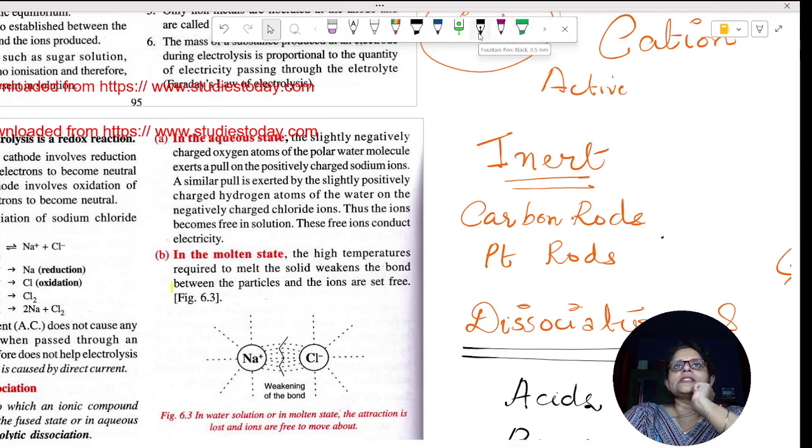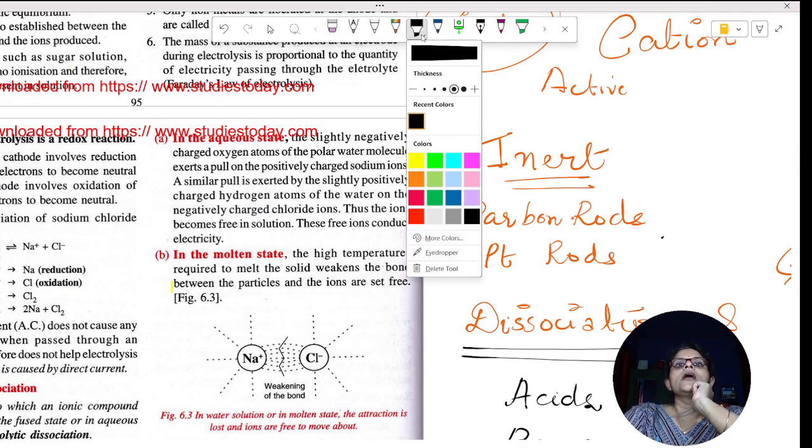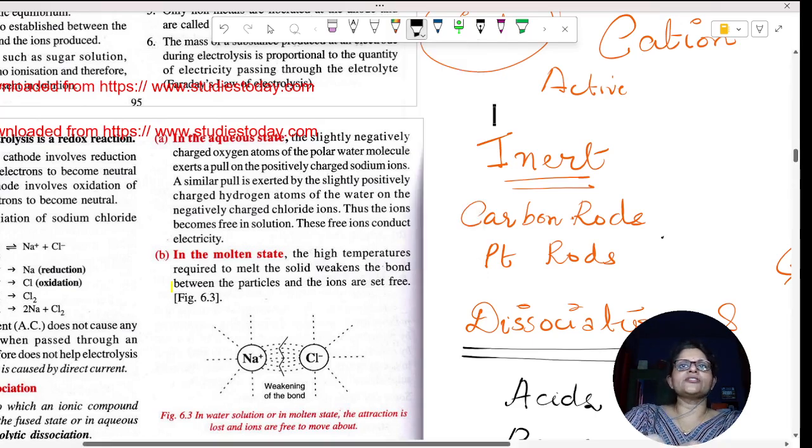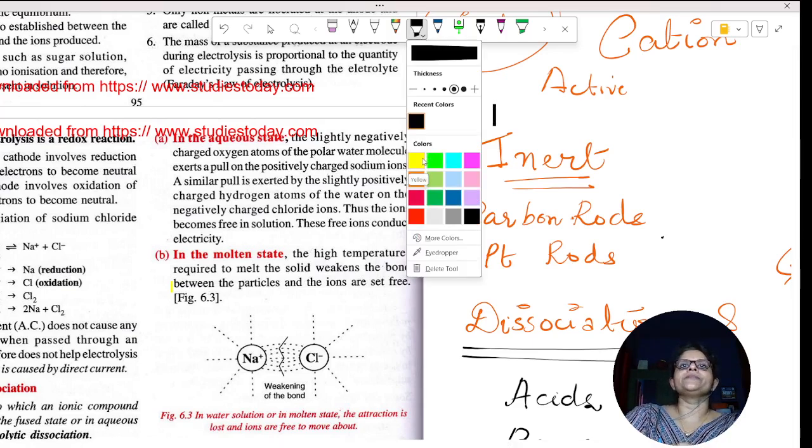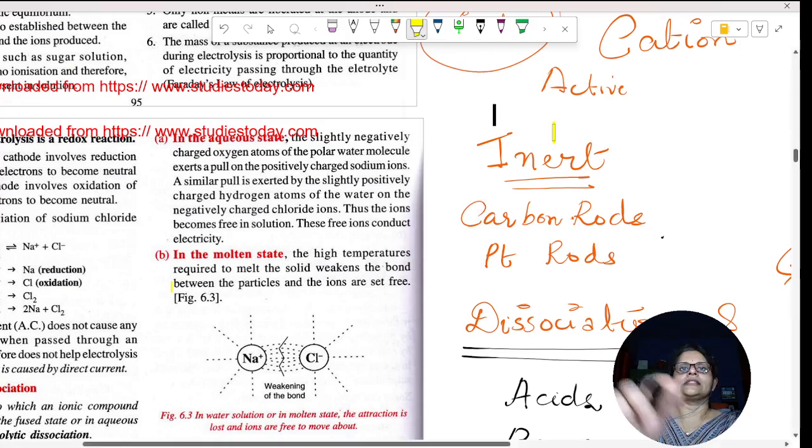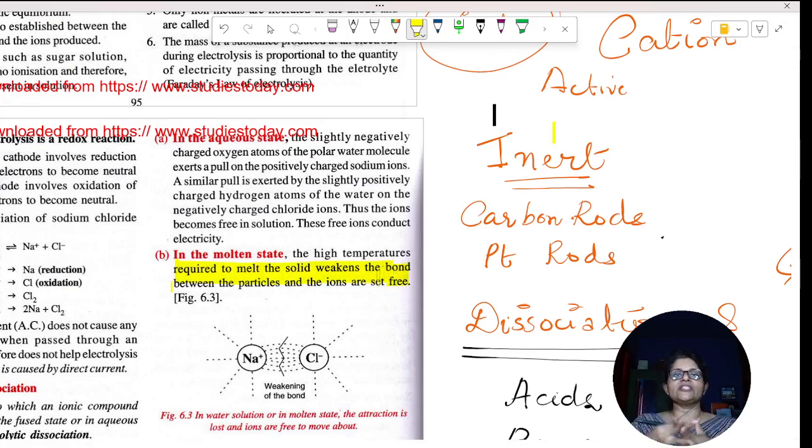In the molten state, because of the high temperature, we need high temperature to melt the object, right? Because of the high temperature, the bond between the particles, which was very strong in the solid, weakens and this lets the ions free.